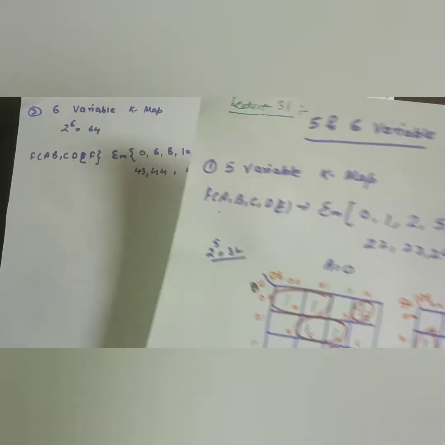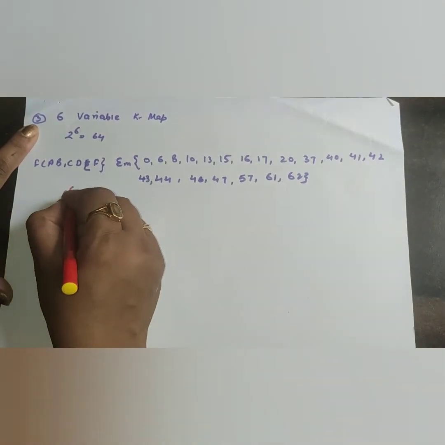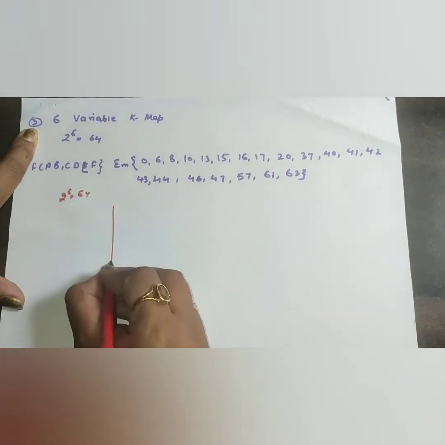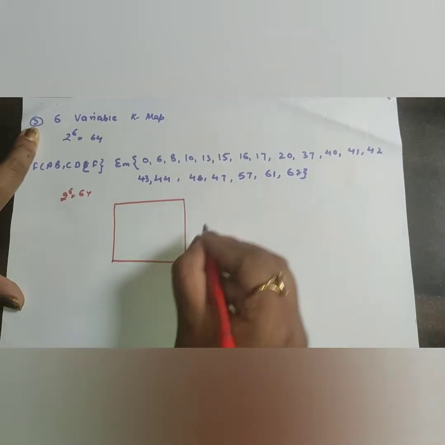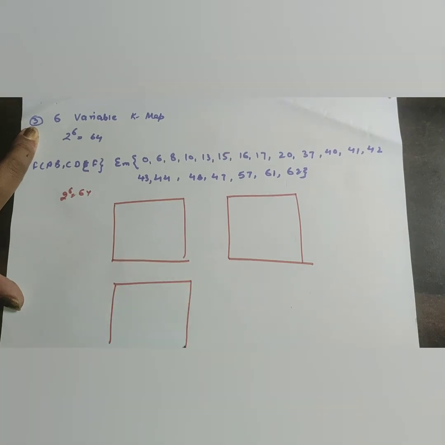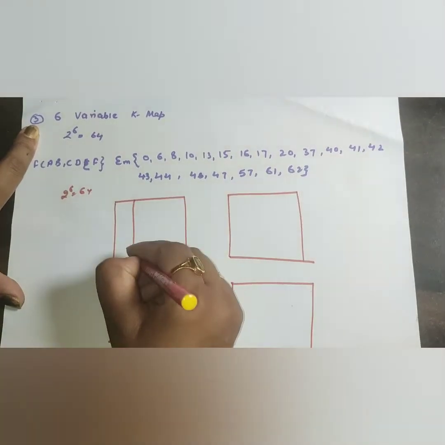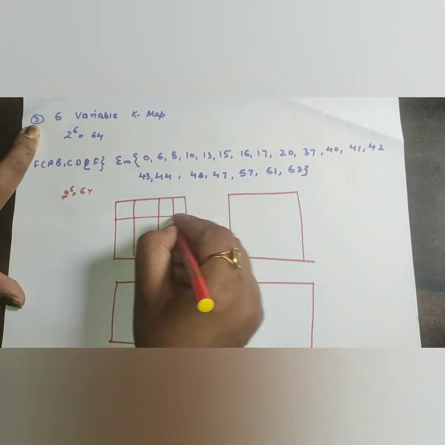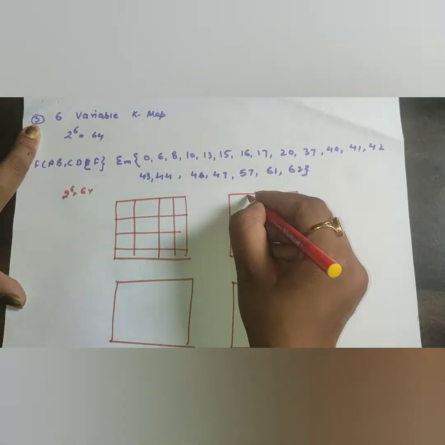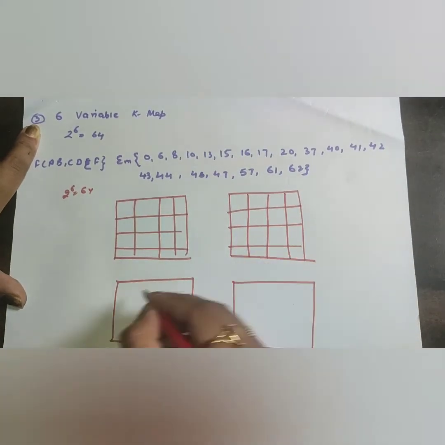Now I will explain a 6 variable K-map here. For a 6 variable K-map, 2 to the power 6 is 64 cells. So we should make four 16-variable K-maps, like this.